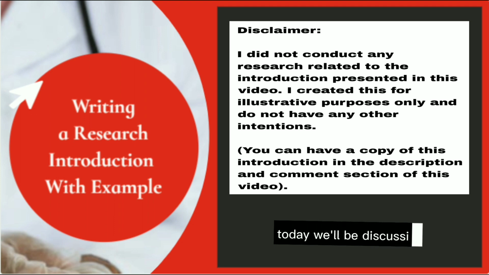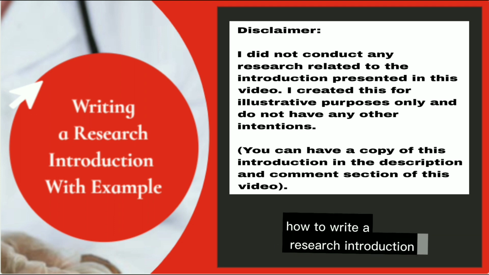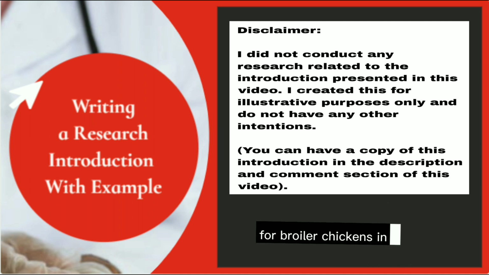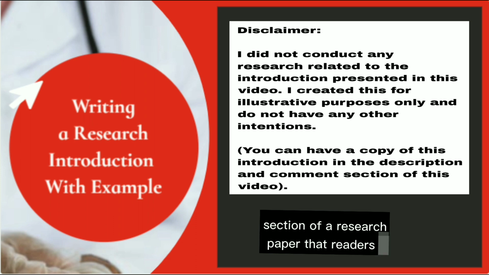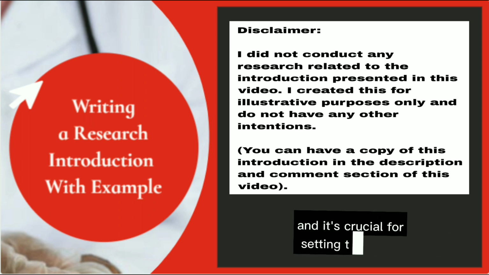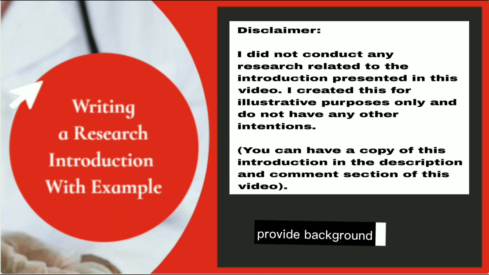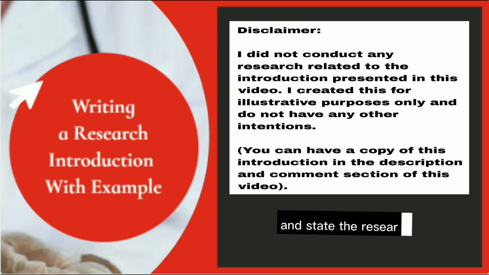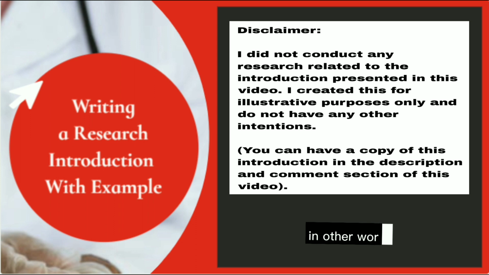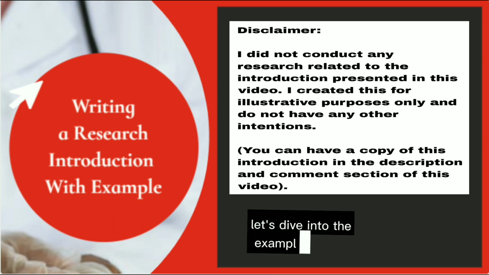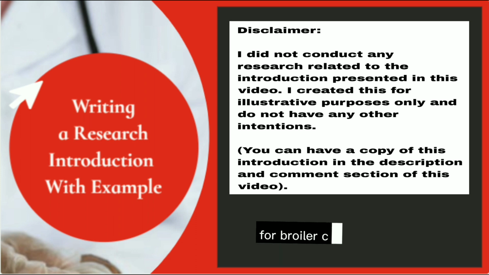Today, we'll be discussing how to write a research introduction using the example of a study on making organic foods for broiler chickens in Masbate. The introduction is the first section of a research paper that readers encounter, and it's crucial for setting the stage for the rest of the study. It's where you introduce the topic, provide background information, and state the research problem and objectives. In other words, it's where you convince the reader that your research is important and worth reading. So, let's dive into the example of making organic foods for broiler chickens in Masbate.